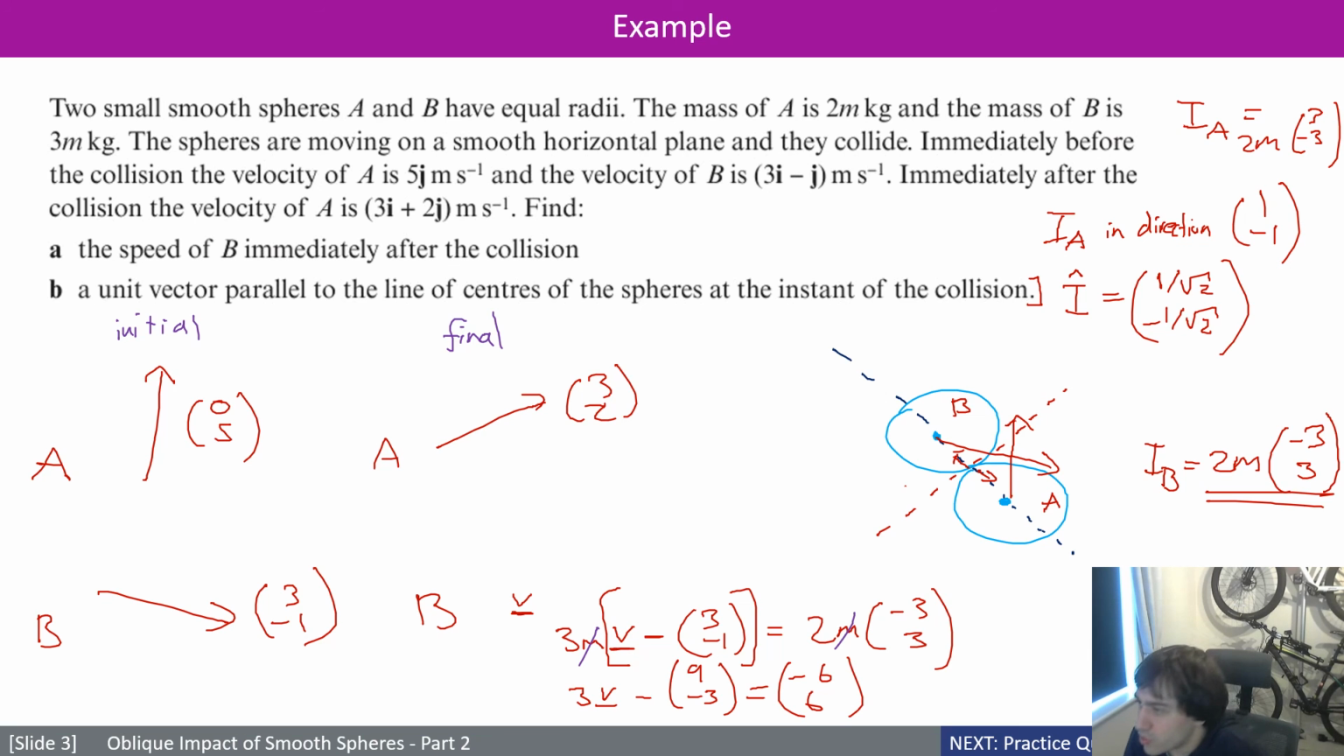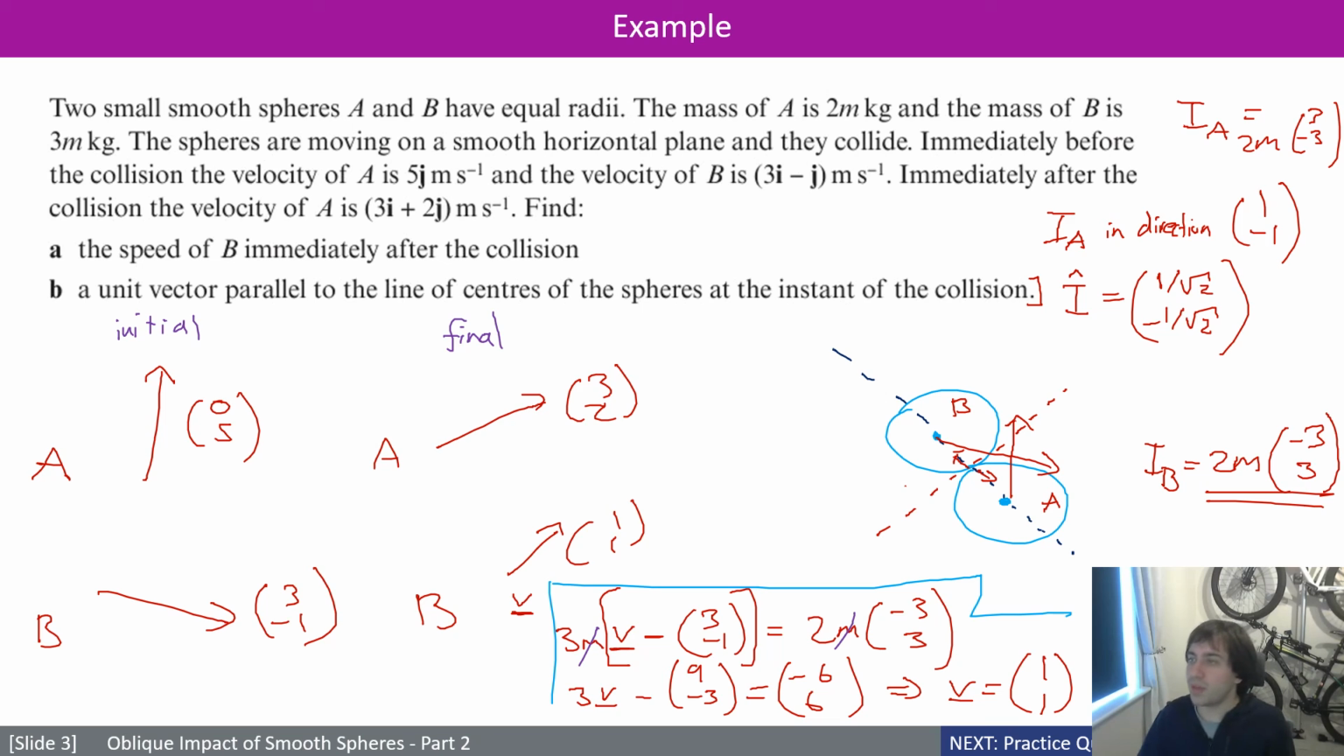And then with a bit more simplification, you should be able to see the final answer is in fact just (1, 1), right? So 3v becomes (3, 3). Take away (9, -3) from that, and you get (-6, 6). So that's it. v equals (1, 1). It looks something like that. Okay, and then the final answer here, speed of B, is just the magnitude of (1, 1). So we get root 2.